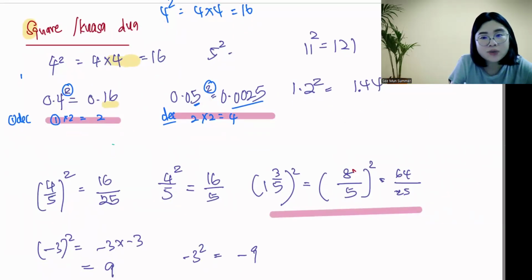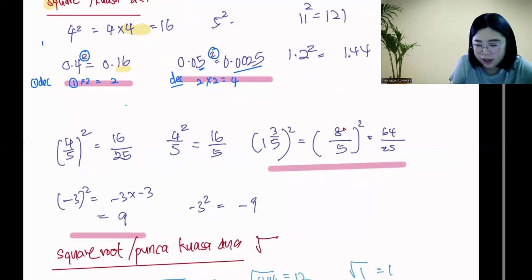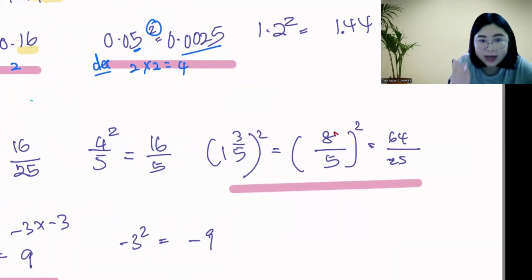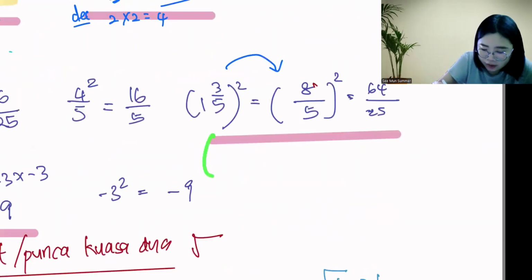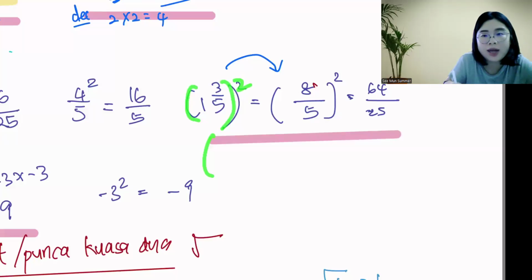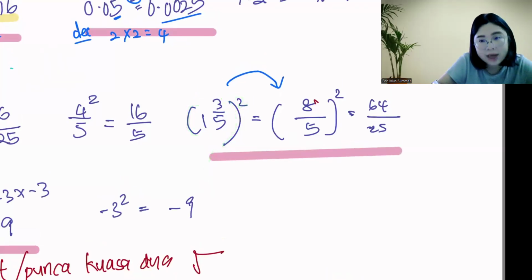And then the same for fractions. If a fraction is squared, same thing. Any mixed number, please change to an improper fraction. Since they bracket the whole thing, you have to square both. 8 times 8, the upper layer also squared, 64, and then 5 square is also 25.